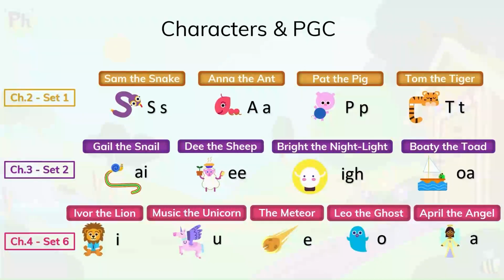Phonics Shed is set up in chapters. Chapter 1 is designed for pre-K. It's mostly phonological and phonemic awareness lessons. Chapter 2 is for kindergarten. Chapter 3 is grade 1. And Chapter 4 is grade 2.